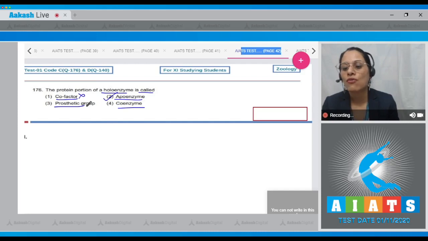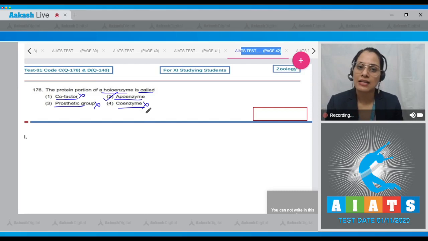Option number 1, cofactor. Option number 3, prosthetic group. Option number 4, coenzyme are incorrect options. These are non-proteinaceous portions of a holoenzyme. And the correct answer to this question is option number 2. Let's move on to the next question.